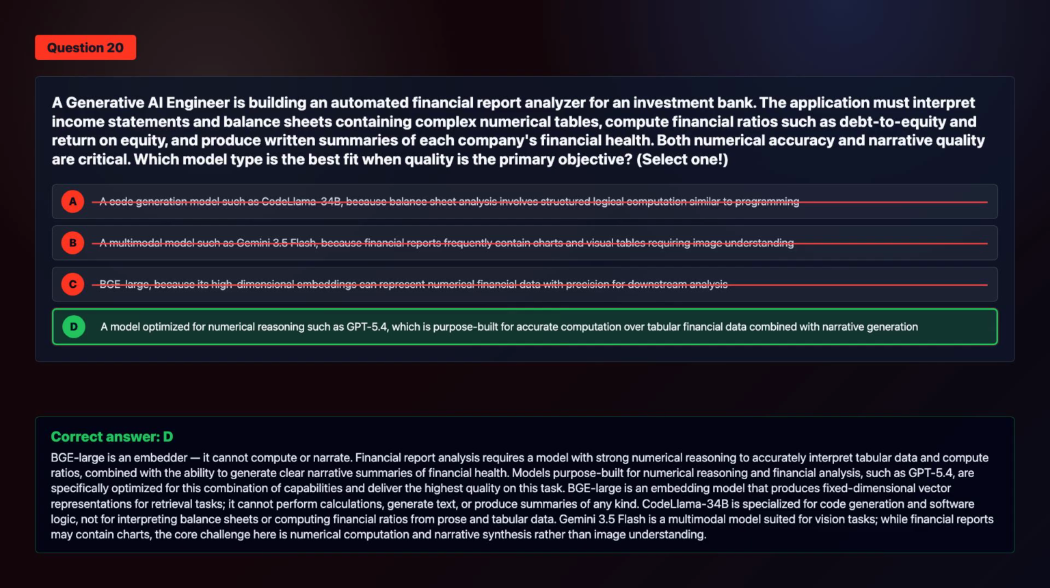BGE Large is an embedding model that produces fixed-dimensional vector representations for retrieval tasks. It cannot perform calculations, generate text, or produce summaries of any kind. Code Llama 34B is specialized for code generation and software logic, not for interpreting balance sheets or computing financial ratios from prose and tabular data. Gemini 3.5 Flash is a multimodal model suited for vision tasks. While financial reports may contain charts, the core challenge here is numerical computation and narrative synthesis rather than image understanding.